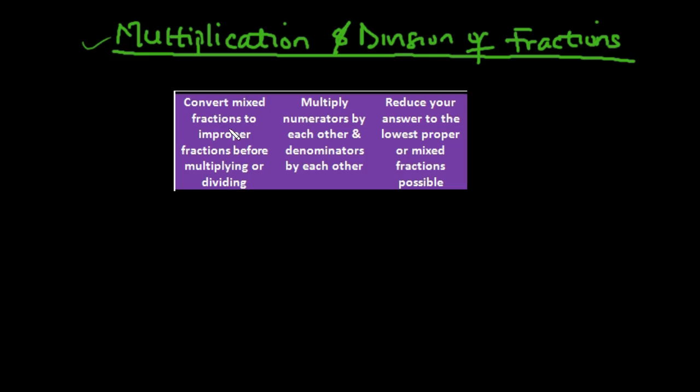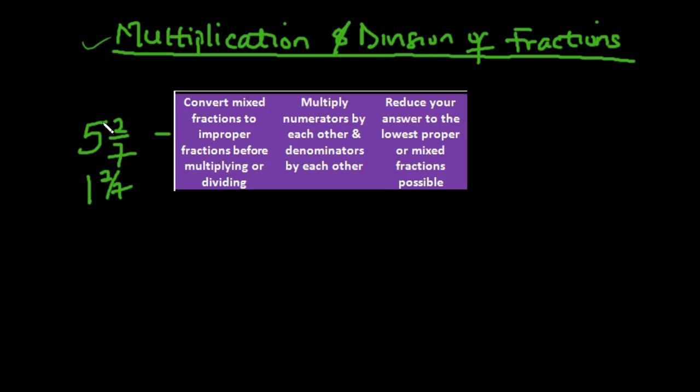You convert mixed fractions to improper fractions before multiplying or dividing. This may not be necessary if you're adding or subtracting. You can add or subtract the whole numbers, but you can't do calculations in multiplication and division of fractions with your whole numbers. So you have to convert mixed fractions. An example of mixed fractions is when I have 5 whole number, 2 over 7, and then another one whole number, 2 over 7.